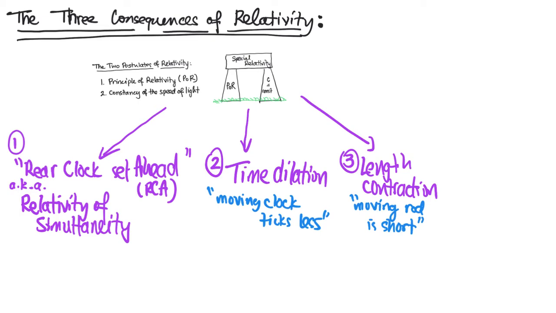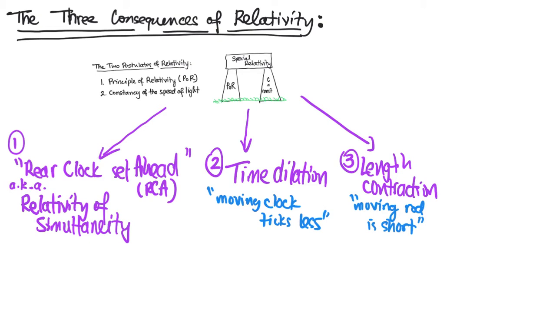Welcome back, physics friends. We're now going to dive even deeper into the three consequences of relativity. Last time we focused on the rear clock set ahead, also known as the relativity of simultaneity. That was the first of three consequences of relativity. Today we're going to focus on time dilation, and our mnemonic to remember time dilation is that we're going to say a moving clock ticks less, and that's implying ticking less than a clock at rest.